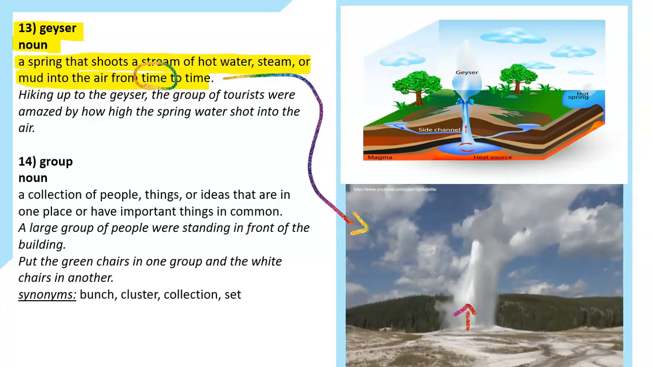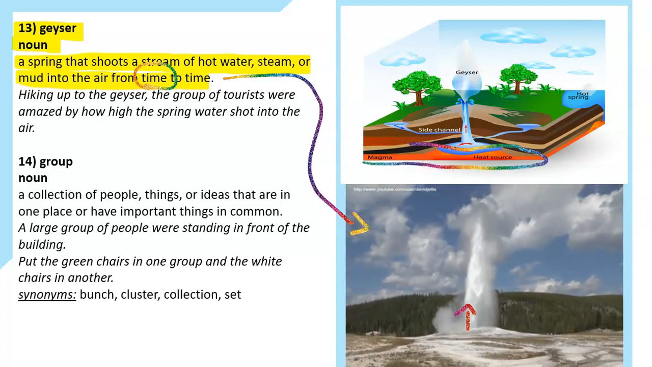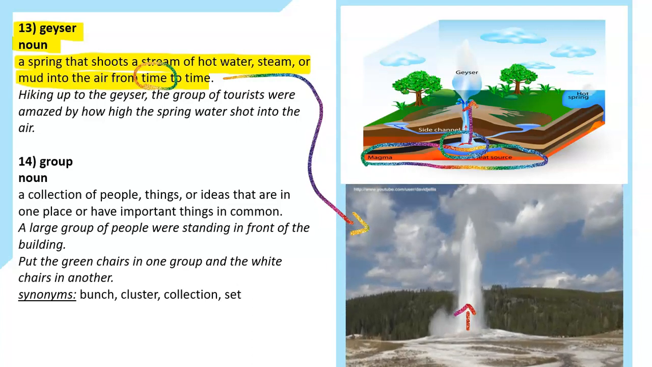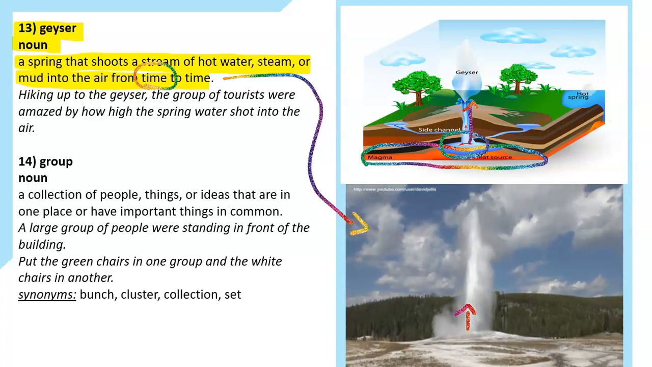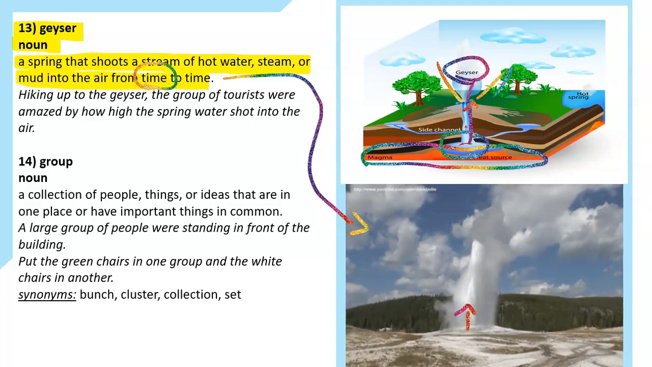This happens because underneath the ground there is some very, very hot magma or something that is heating up water. And this water is pushed up out from under the ground and it shoots out very fast. This is what we call the geyser.